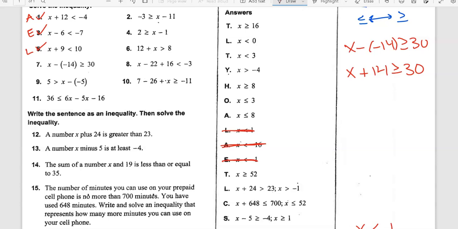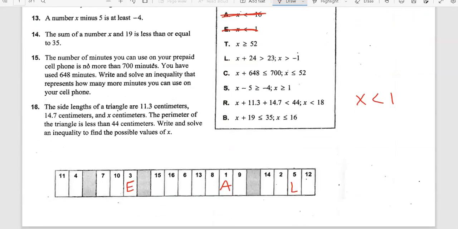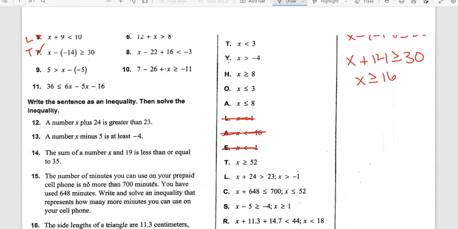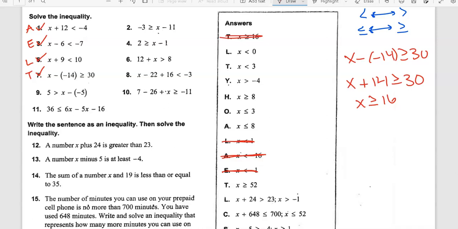So how are you going to solve it? Minus 14. Are you going to flip your sign? No, you are not. So we get x is greater than or equal to 16. Good. Where is that? Oh, the first one. So 7 is t. Good.